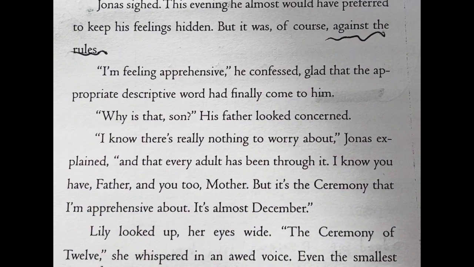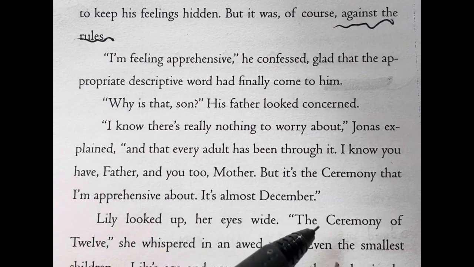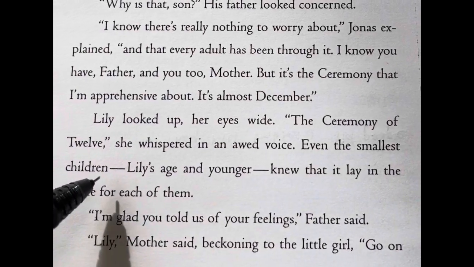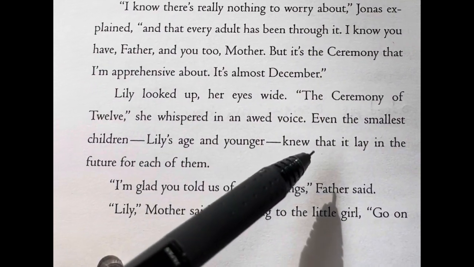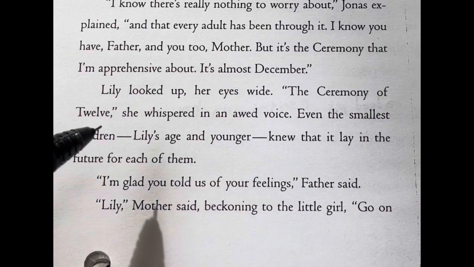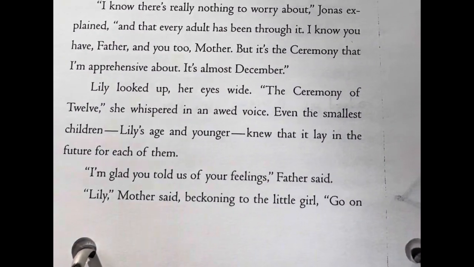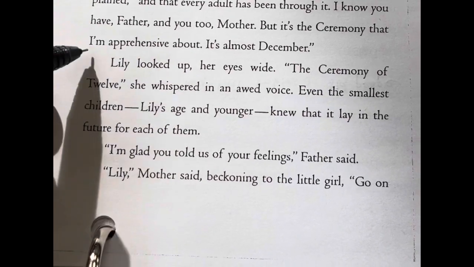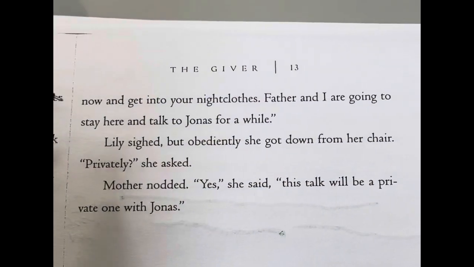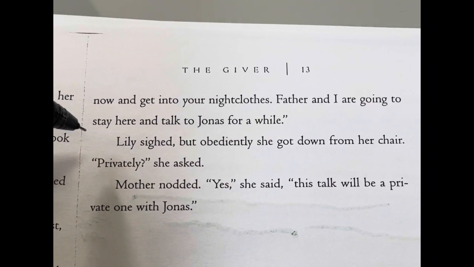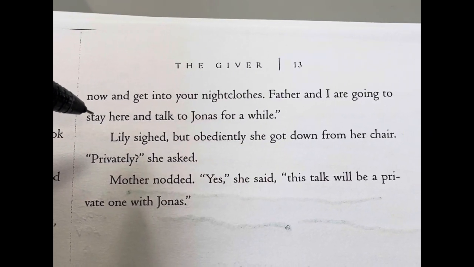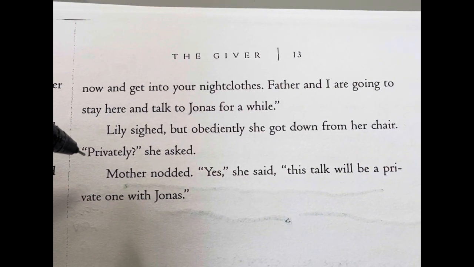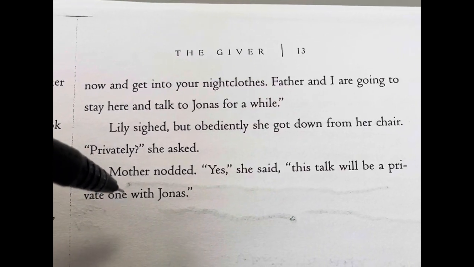The ceremony. Lily looked up, her eyes wide. The ceremony of 12, she whispered in an odd voice. Even the smallest children, Lily's age and younger, knew that it lay in the future for each of them. I'm glad you told us of your feelings, Father said. Lily, Mother said, beckoning to the little girl. Go on now and get into your night clothes. Father and I are going to stay here and talk to Jonas for a while. Lily sighed, but obediently she got down from her chair. Privately? She asked. Mother nodded. Yes, this talk will be a private one with Jonas.